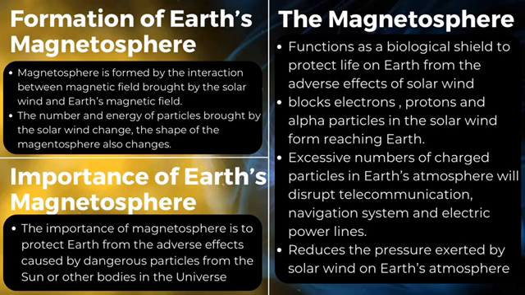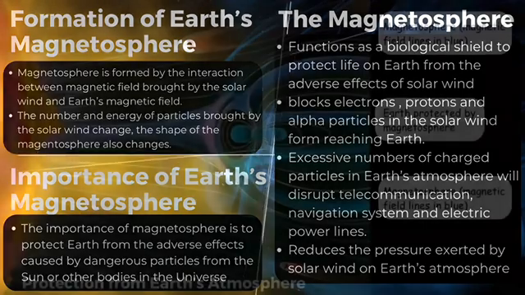Next, importance of Earth's magnetosphere. The importance of Earth's magnetosphere is to protect Earth from the adverse effects caused by dangerous particles from the Sun or other bodies in the universe. The magnetosphere functions as a biological shield to protect life.